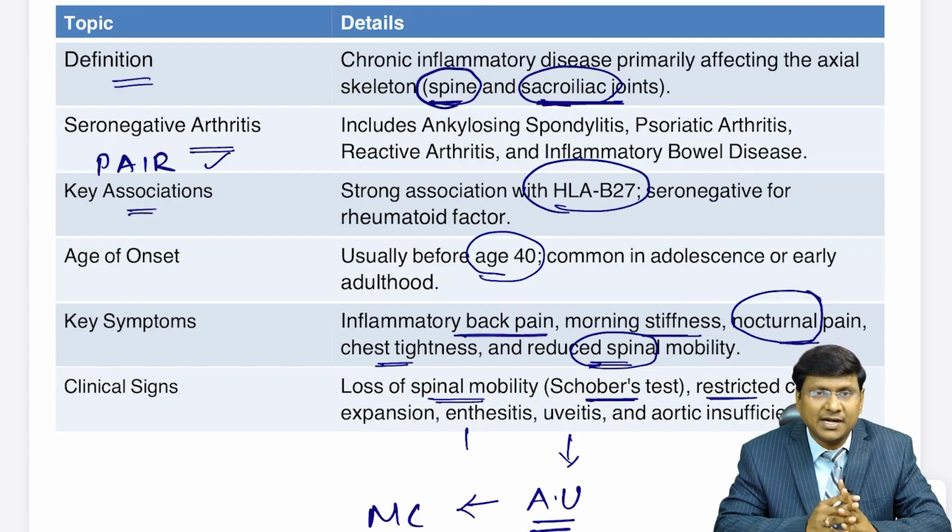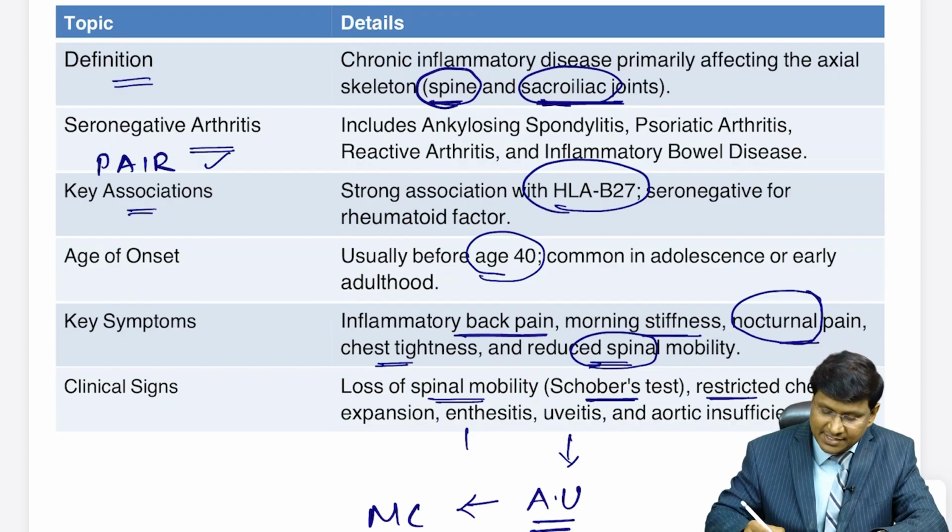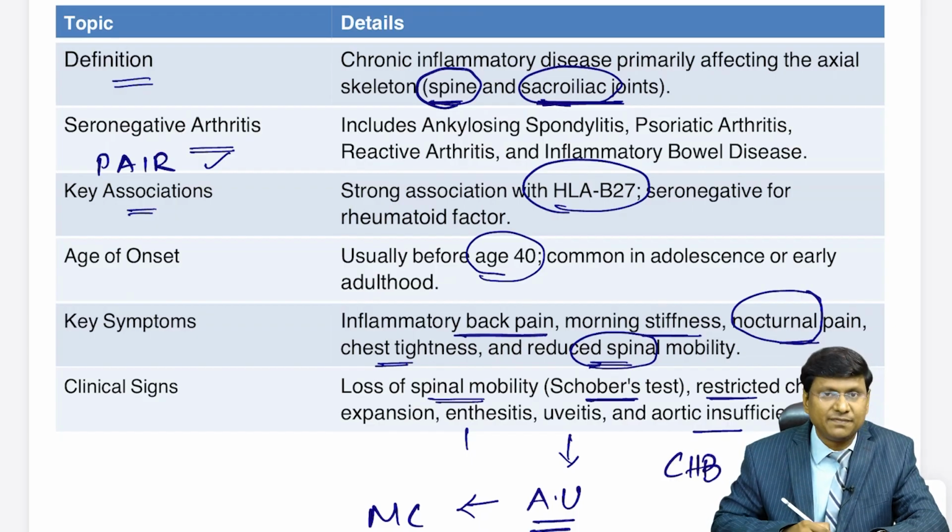ankylosing spondylitis. And what is the cardiac involvement in patients with ankylosing spondylitis? That will be in the form of aortic regurgitation. There can also be development of complete heart block.